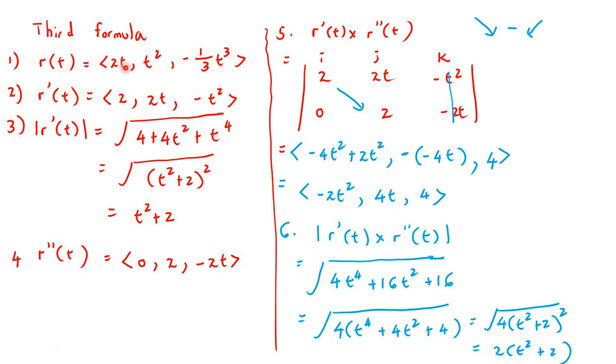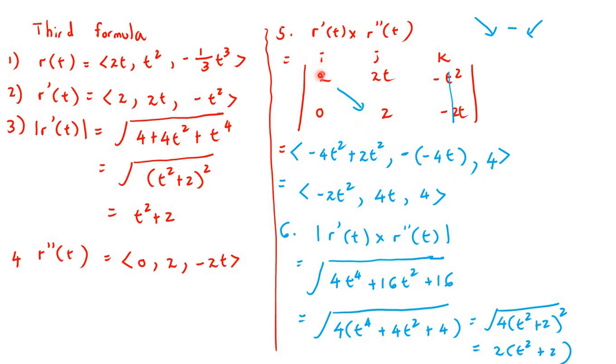The third formula is that the curvature is the magnitude of r prime t cross with r double prime t, divided by magnitude r prime t to the power 3. So for r(t), you find r prime t, the magnitude of r prime t, and then differentiate r prime t one more time to get r double prime t, and you find the cross product of r prime t with r double prime t. The cross product result is a vector.